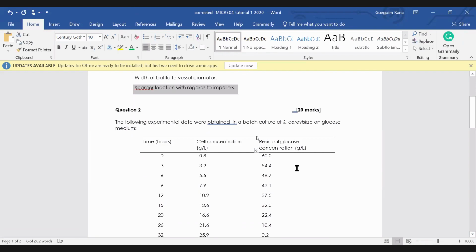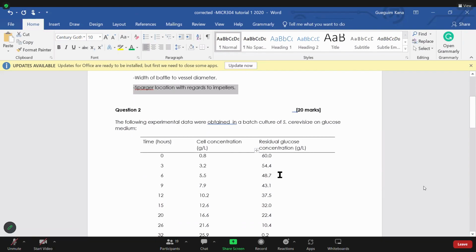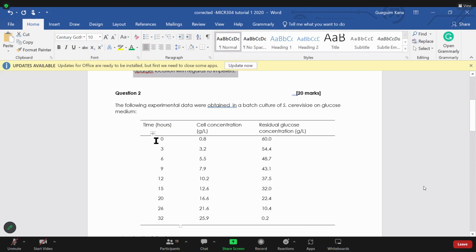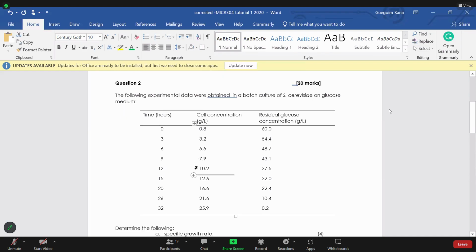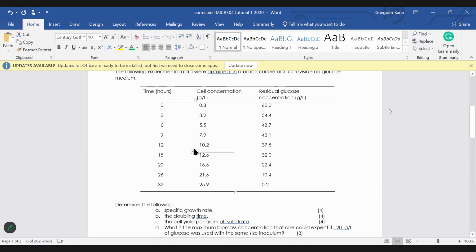Question 2. You're given, let's say, the following experimental data obtained in a batch culture of SRVC on glucose media. You have the process time in the first column. You have the cell concentration, that is the cell biomass that is increasing over time. You have the glucose within the reactor that's diminishing because cells are feeding on the glucose.